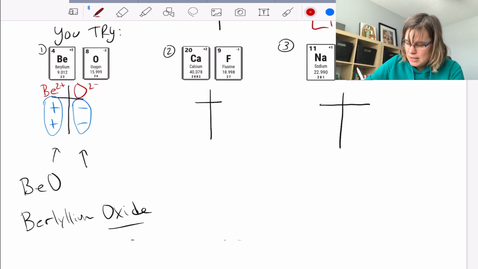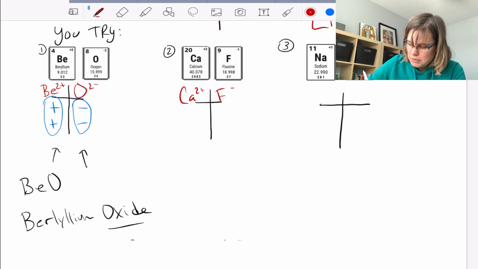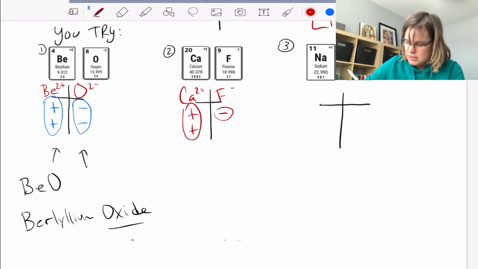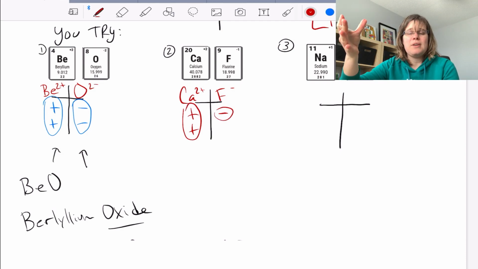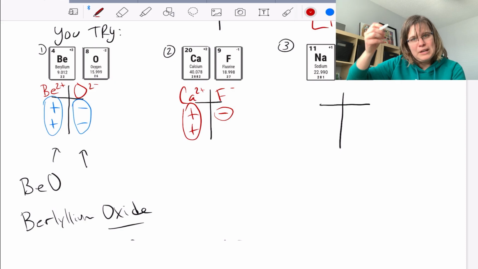Going on to calcium, calcium has 2+, and fluorine has 1-. You'll notice that I don't write 1 in the minus because I feel like it confuses me. If you want to, you can, but you'll notice how I'm doing it here. So this guy gets 2 pluses, and this guy gets 1-. And so we ask ourselves the question, is it balanced? It's not, because fluorine needs more. So who needs more? Fluorine. Fluorine gets the number.